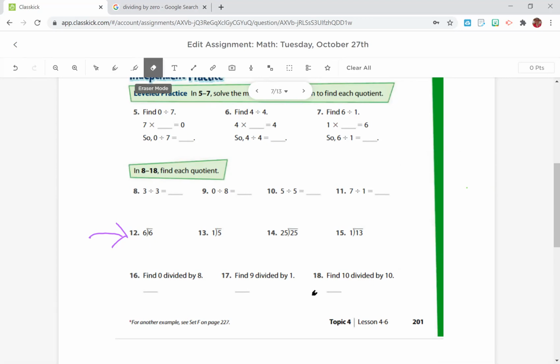So we are not going to do all of these. You're only going to do the even numbers. Only do the even numbers for 8 through 18, and then you'll be complete for your math for today.